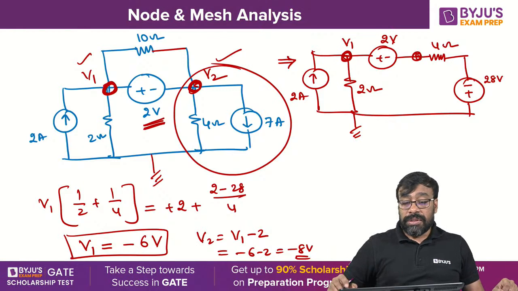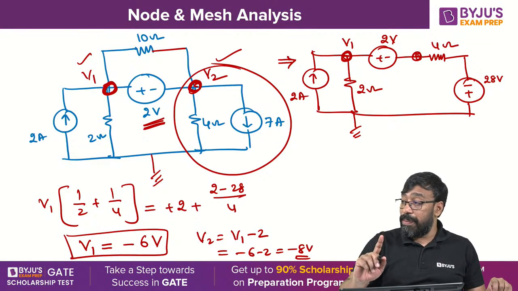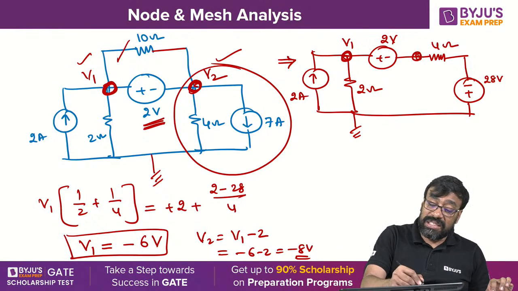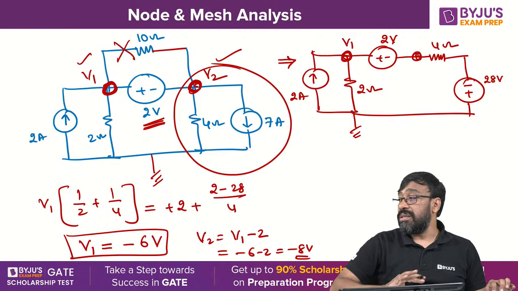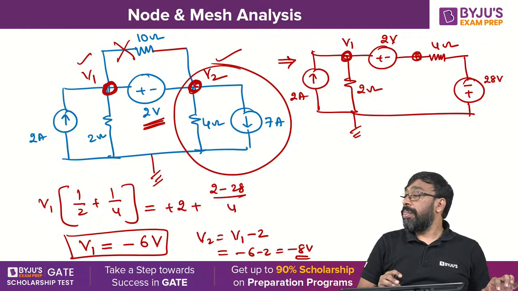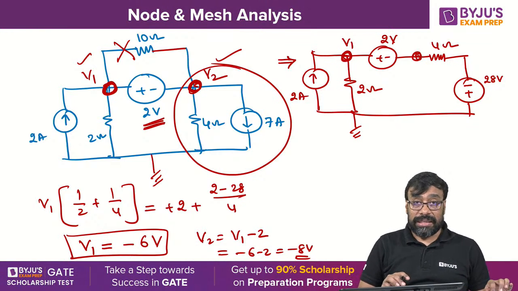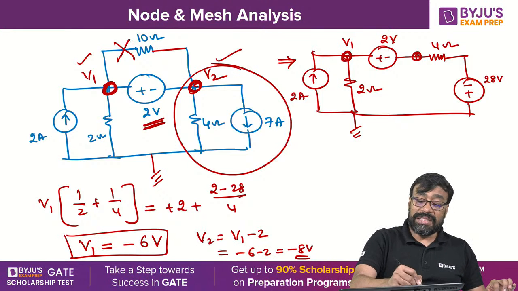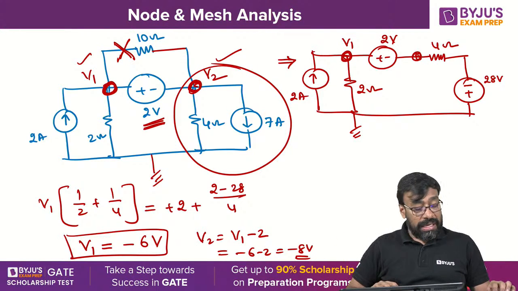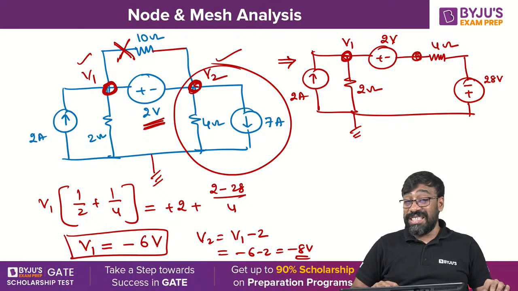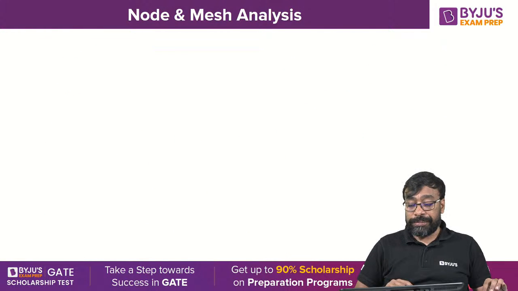That's it, simple. So source transformation should be applied, but without neglecting this 10 ohm, there is no use, Ravi Shankar. I think you understand that. Without neglecting this 10 ohm, there is no use. Yes or no? So this is how you can play with the networks.